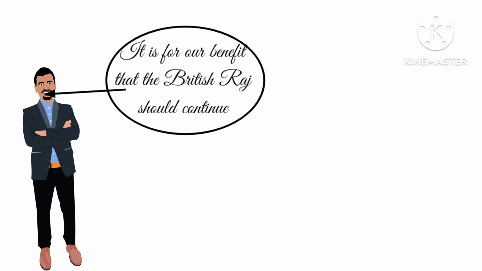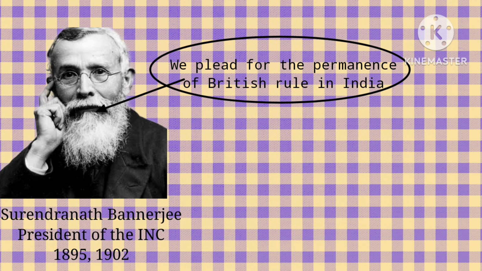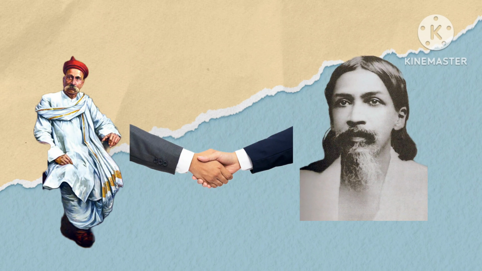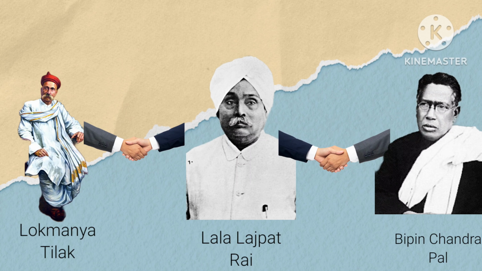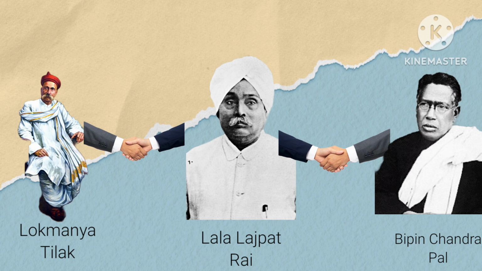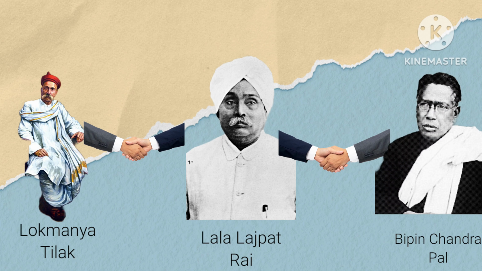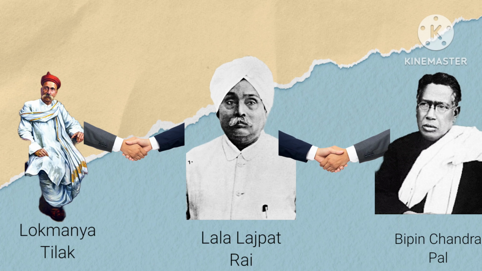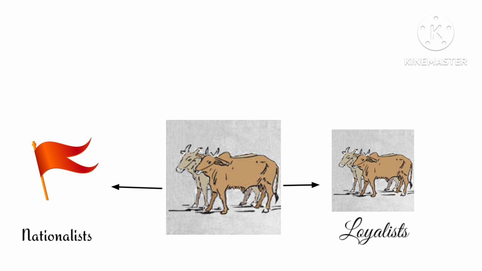In one of the annual conferences of the INC in 1902, one of the first speakers proclaimed, "It is for the Indians' benefit that the British power should continue to be supreme in our land." Surendranath Banerjee in his presidential address said, "We plead for the permanence of British rule in India." Tilak also met Aurobindo Ghosh in this conference. During this period, Tilak of Maharashtra, Lala Lajpat of Punjab and Bipin of Bengal came together and formed the trio Lal-Bal-Pal.